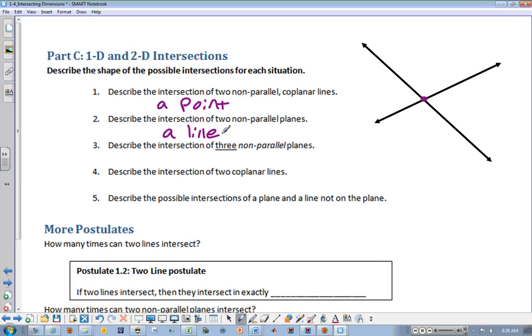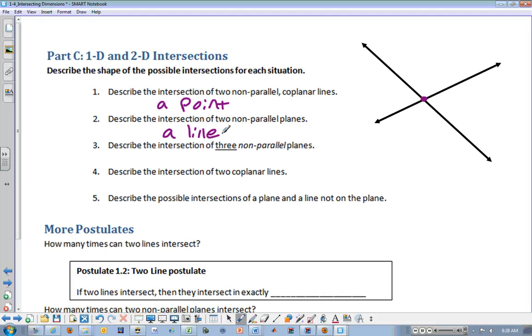Describe the intersection of three non-parallel planes. If none of them are parallel, so here I have two that are not parallel, and I take this one that's not parallel, and imagine it slices right through. Where will all three of them touch? Well, these two will touch at a line. Look at the crease where these two touch at a line. And there's a line through the middle. What do you think? It is a point. It's that point right in the middle there.